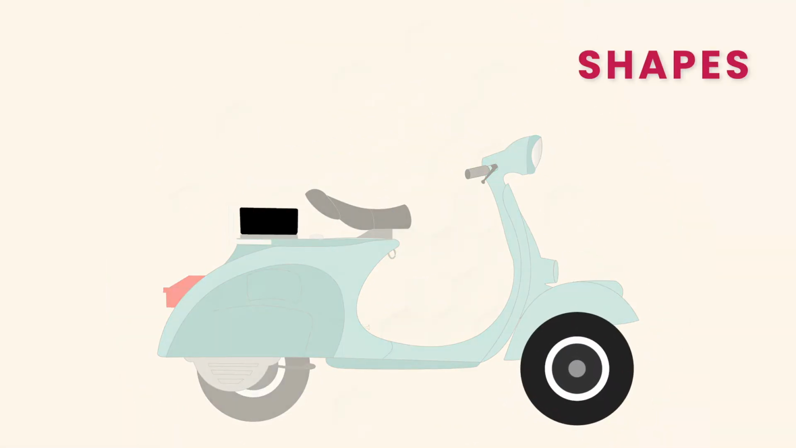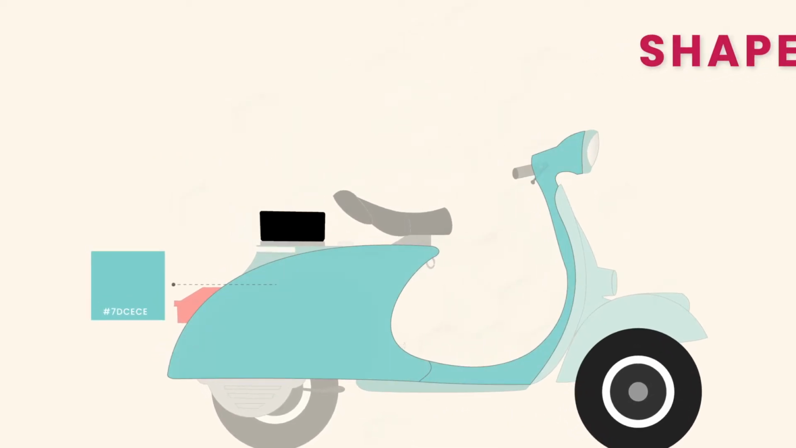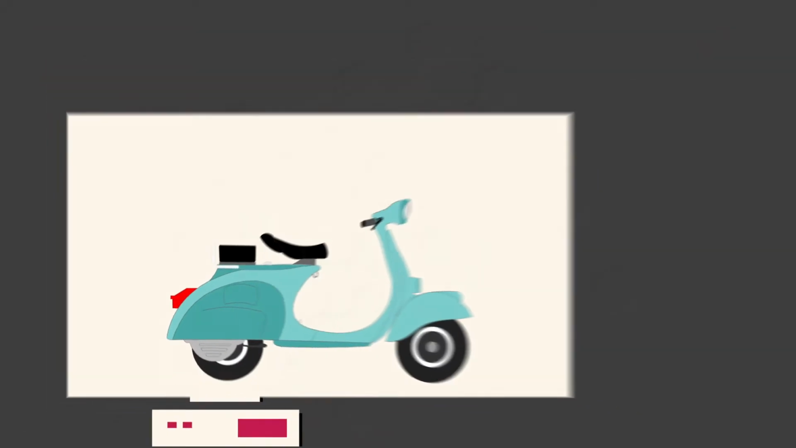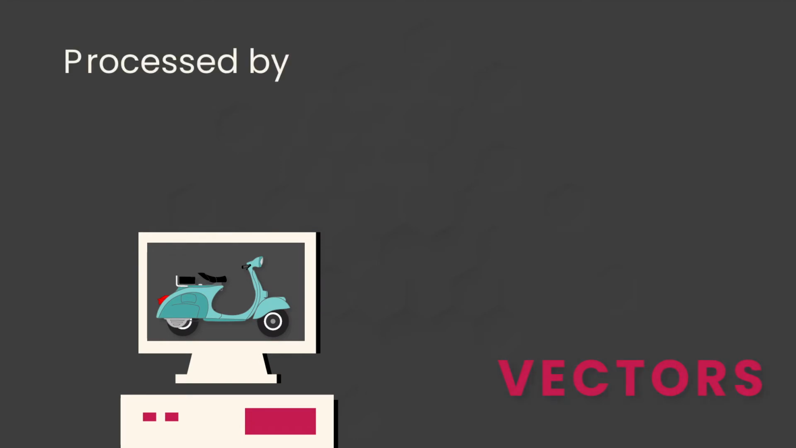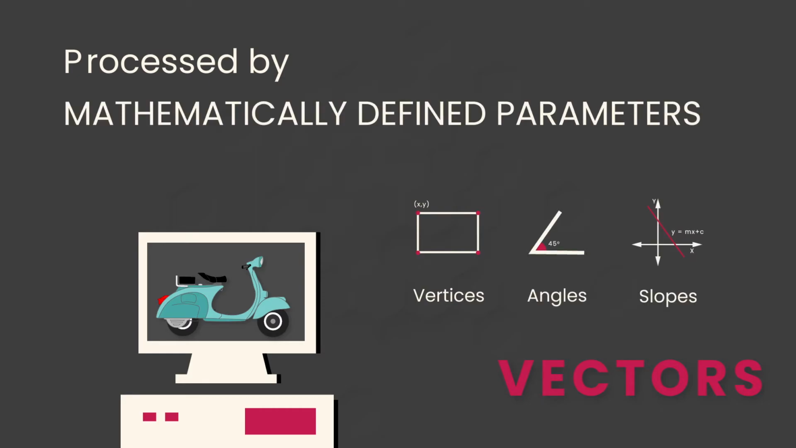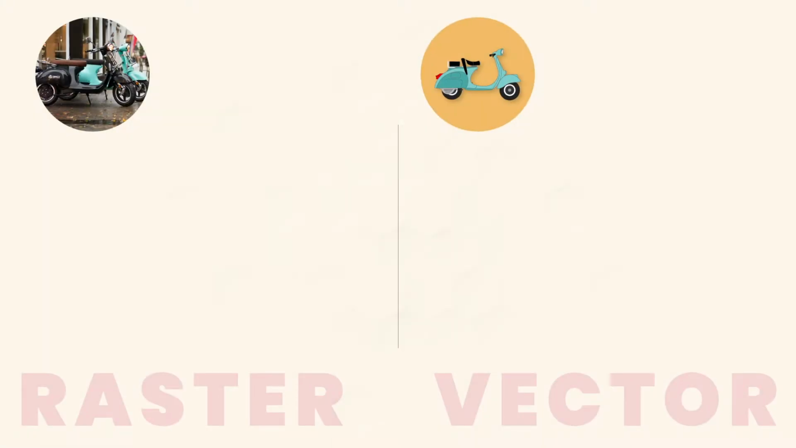And each shape either has a formula or expression to define it and is mostly filled with a single color or at least a gradient that is a function of few colors at a certain angle. Therefore, there exists a certain category of images that we call vectors that are processed as vertices, angles, slopes, and other parameters that can be mathematically defined instead of being remembered pixel by pixel. So to summarize, rasters are pixel based, vectors are based on numbers and formulae.